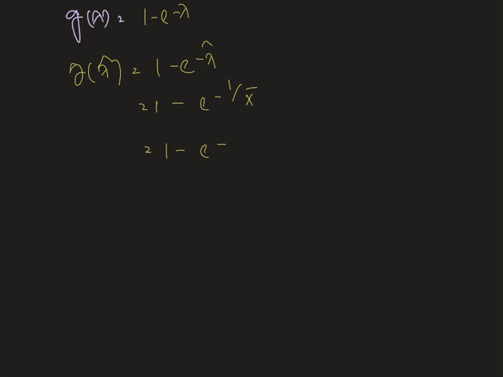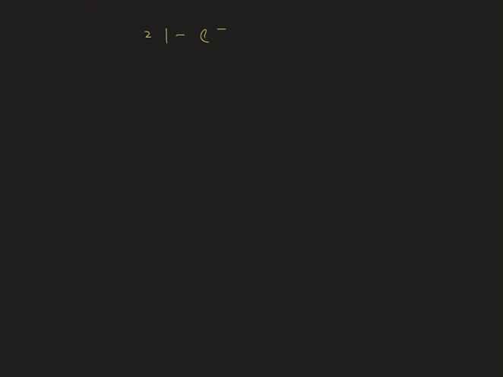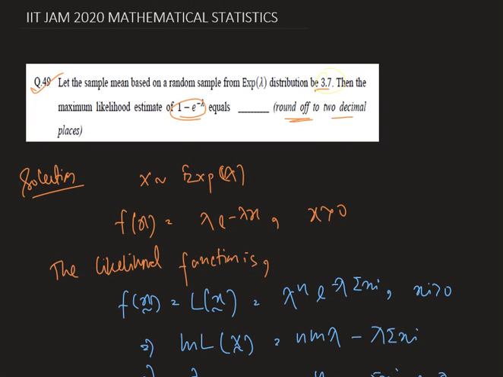Now by the question, x bar is 3.7. So 1 minus e to the power minus 1 by 3.7 results in 0.2366. If we round it to two decimal places, we get 0.24. So 0.24 is our required answer. So we have solved this problem, and that's all for today.